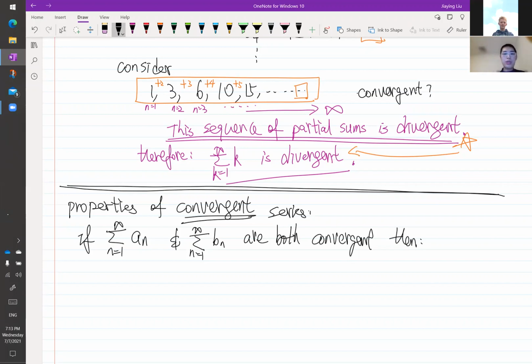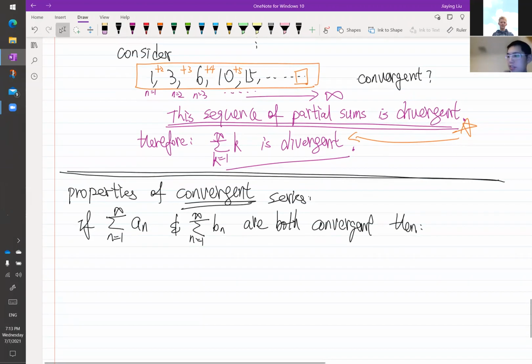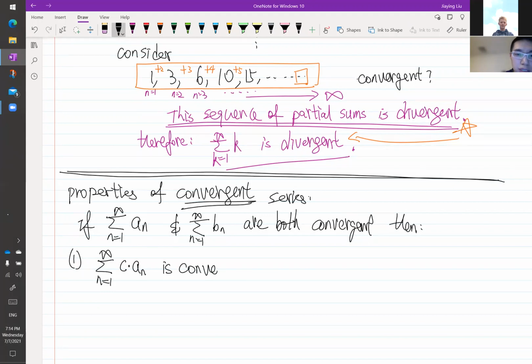So when you have two convergent series, there are a few properties. The first one is that if the series an and the series bn are both convergent, then if we multiply an by a constant c, this new series is also convergent. So if every element an is multiplied by a constant c, then that new series is convergent. And then we can pull the c out of the summation notation.